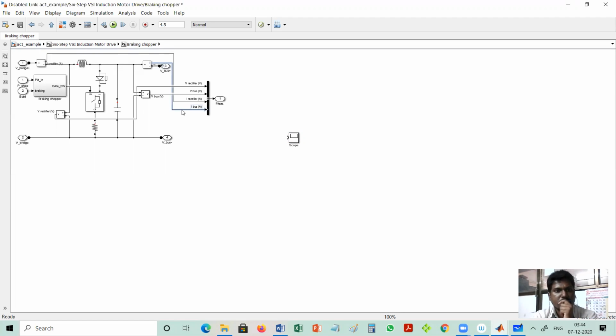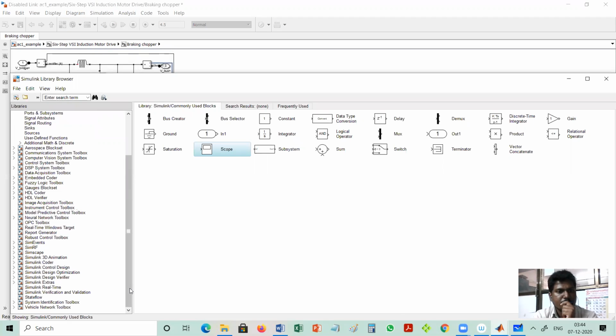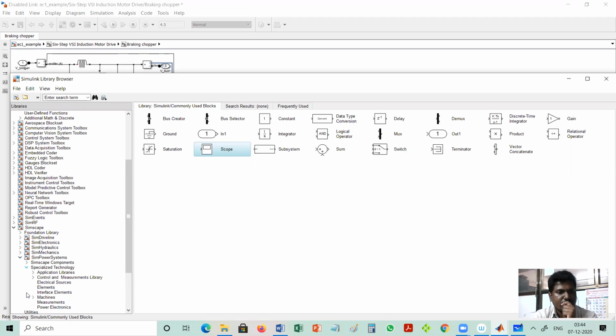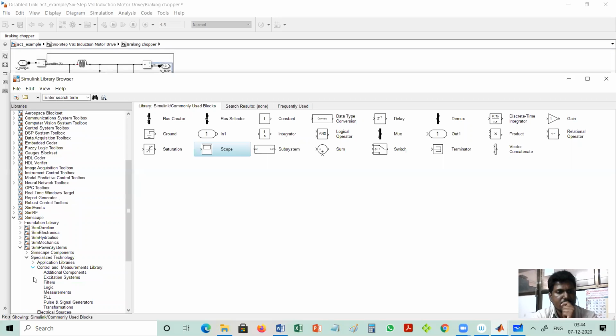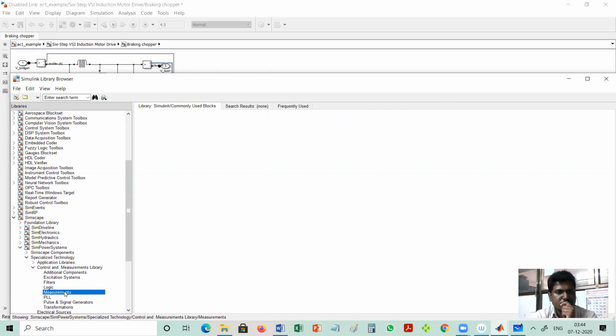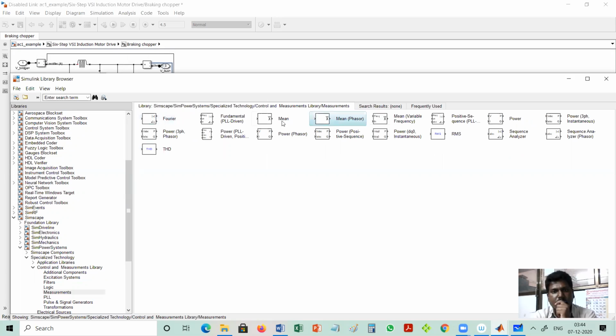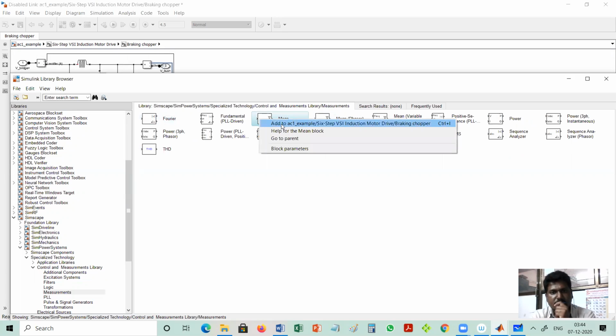Okay, but it will give you the instantaneous value of current, but we want its mean value or RMS value, so we have to select an RMS or mean block. Go to Simscape. Under Simscape there is SimPowerSystems. Under SimPowerSystems there is a Specialized Technology. Under Specialized Technology there is a Control and Measurements library. Under that there is a Measurements option, and in that the Mean block is there. Select that and add it to the simulation.